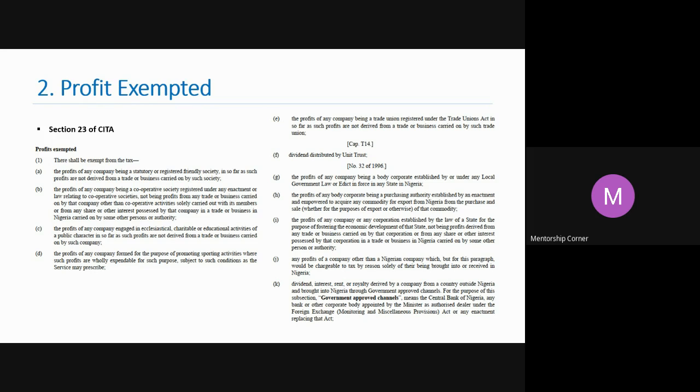The reason why they are exempt is because in the first place, such would have passed through withholding tax. So it's most likely that they've been subject to withholding tax. And don't forget, we said withholding tax on franked investment income is final and conclusive. That is, that will be the final tax on such income. So that's why they are no longer subject to CIT, or they are treated as profit exempted from CIT in this case.